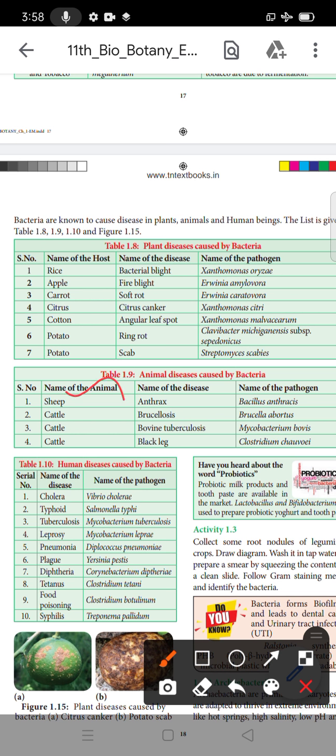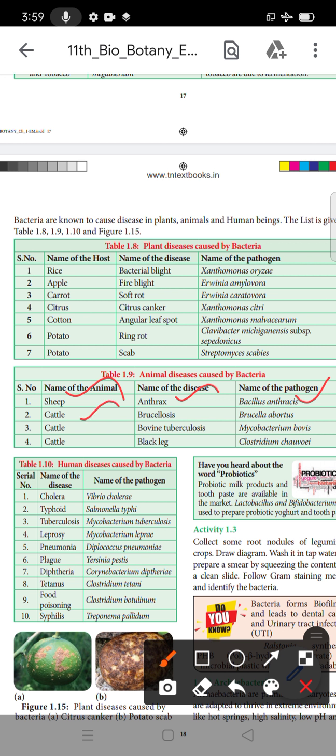First, what is the name of the animal? Sheep. What is the name of the disease? Anthrax. What is the name of the pathogen? Bacillus anthracis. Okay, next one is the cattle.